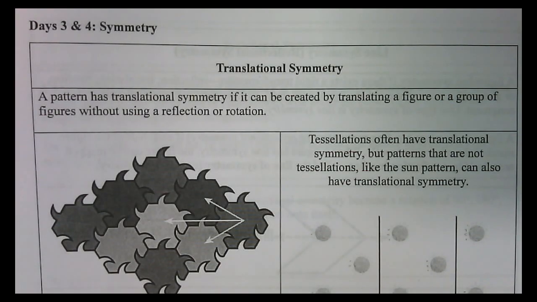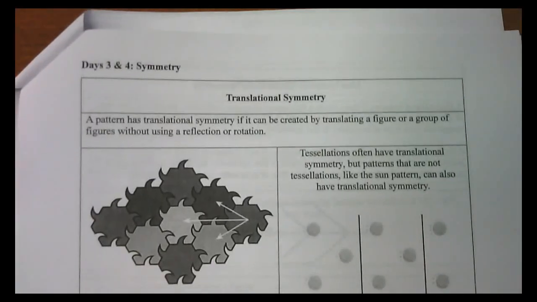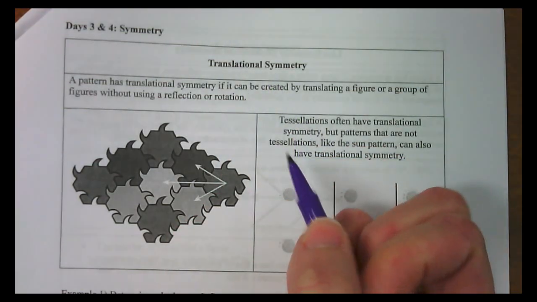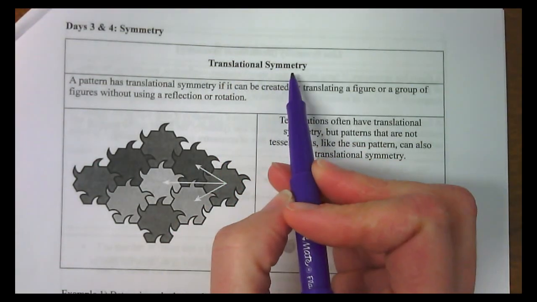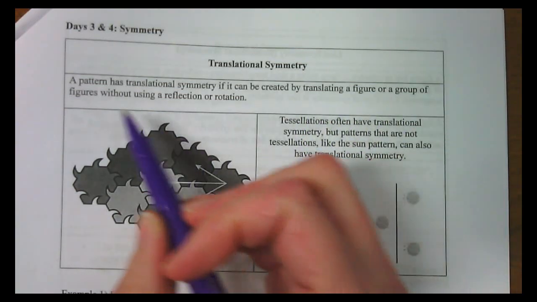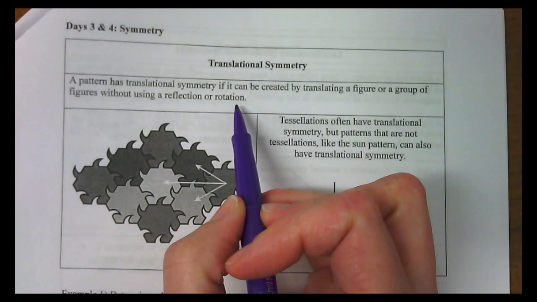Okay, in this section on symmetry, it's going to be really important that we review the vocabulary before we get into any of the questions. So we have different types of symmetry. Translational symmetry, it says it can be created by translating a figure or a group of figures without using a reflection or rotation.